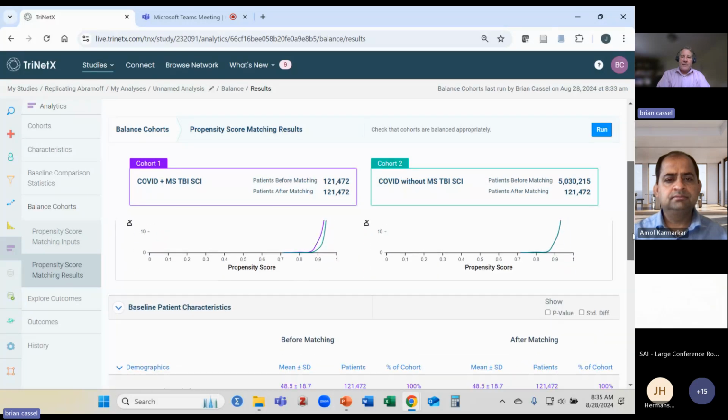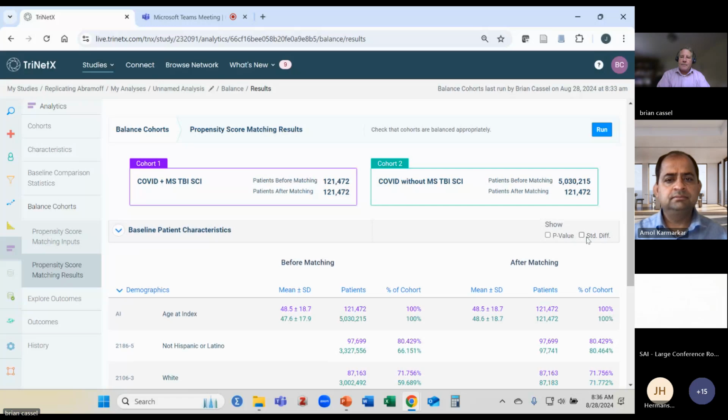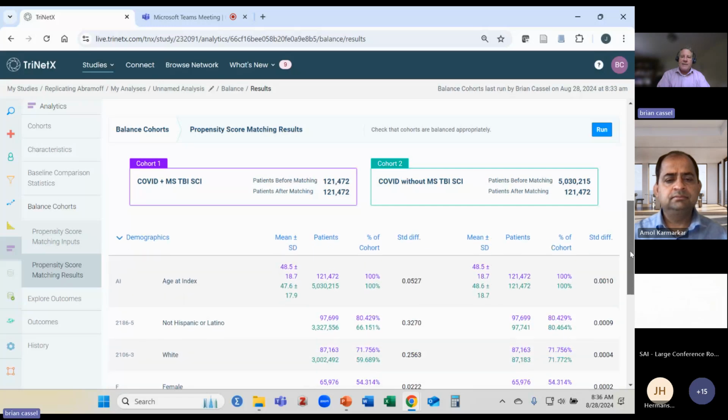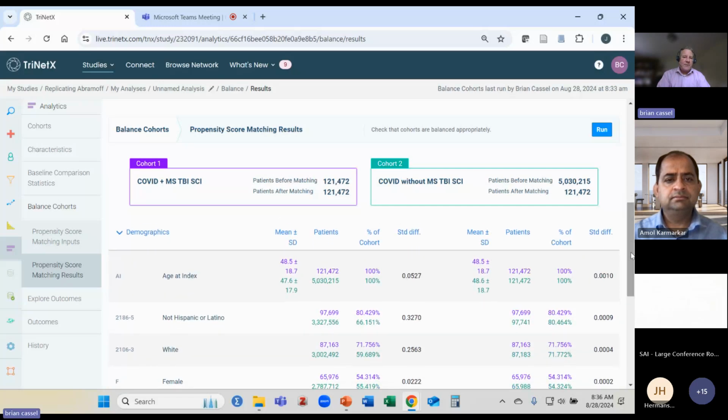The propensity density function thing we're going to skip, but looking at the standardized differences between the two cohorts based on these 10 characteristics, the cutoff that people usually use is 0.1. So you can see that there is a great deal of imbalance in not being Hispanic or Latino, with a standardized difference of 0.33 before matching, and now it's much less than 0.1, 0.0009. So you can see 80% versus 66% before, and now it's 80.4% and 80.5% after matching.